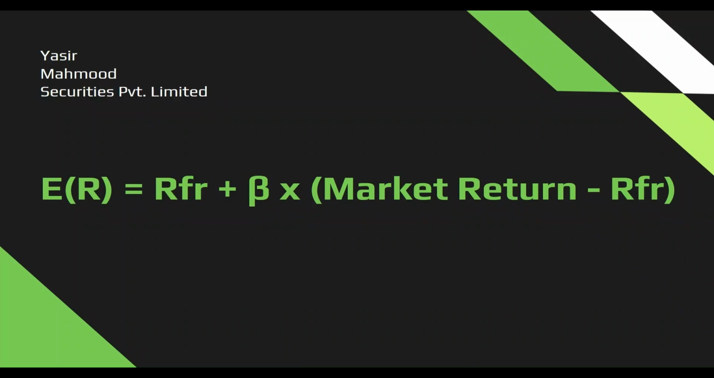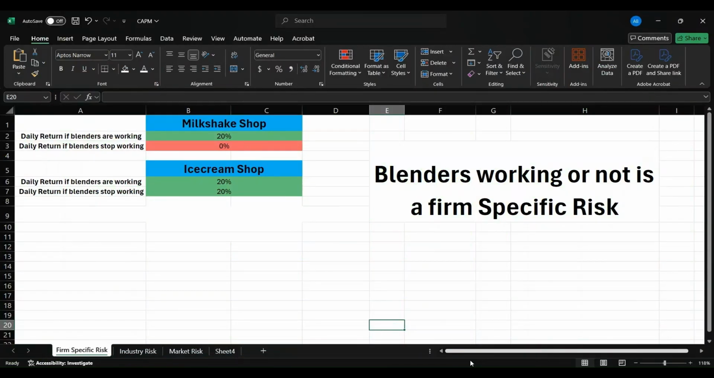Now let's look further into what beta means. To develop an understanding of what beta is, we first need to understand that broadly speaking, there are two risks: systematic risk and unsystematic risk. And we'll do this through examples.